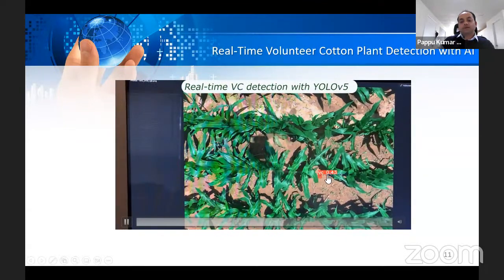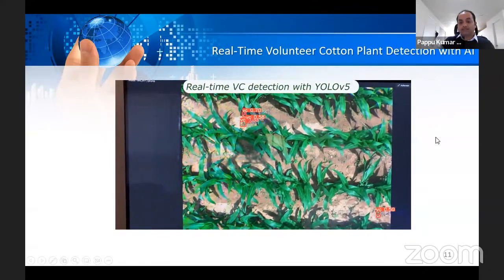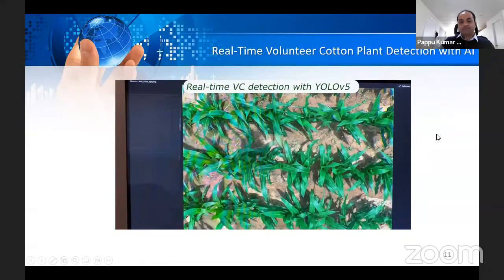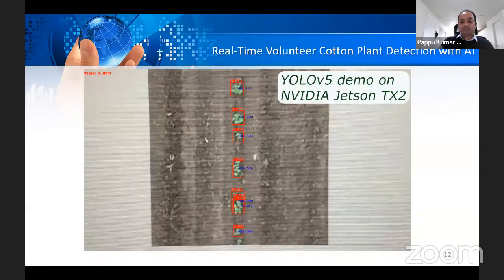But these coordinates are based on pixels. We need to convert them to GPS. Then only can we send the drone exactly where to go and spot spray them. And this is after, so the previous video you saw was deployed on a laptop based GPU.